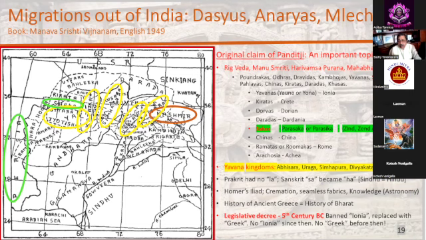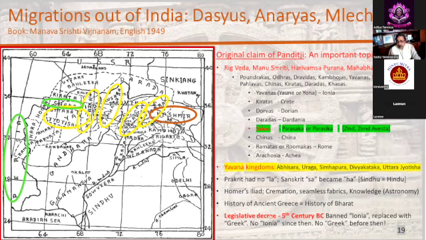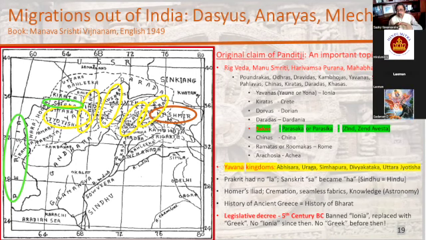But around the 5th century BC is when they created a country called Greece, and they banned the use of terms like Ionia or Iona, and replaced it with the word Greek. And so this is very important to remember, because the term Iona, Yavana was not used after this decree was passed in the 5th century BC.